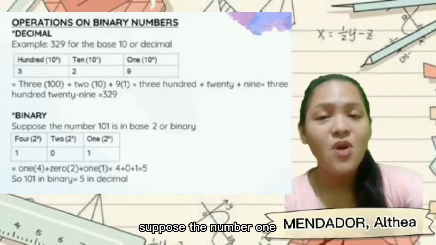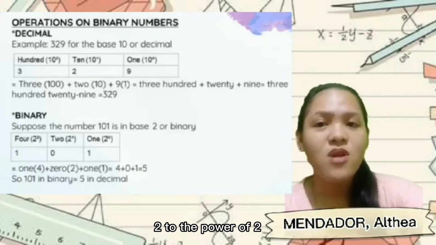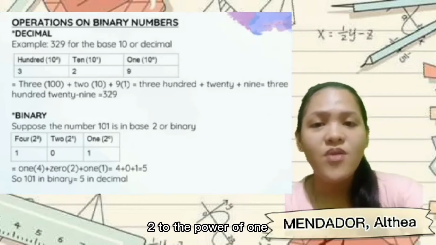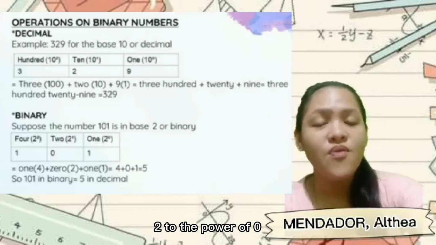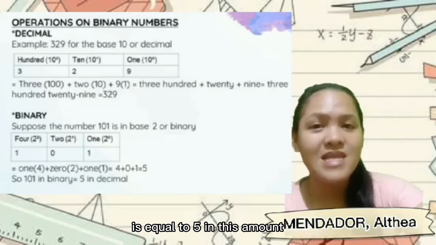Binary example: suppose the number 101 is in base 2 or binary. In 4, 2 to the power of 2, we have 1. In 2, 2 to the power of 1, we have 0. In 1, 2 to the power of 0, we have 1. So 4 plus 0 plus 1 is equal to 5. So 101 in binary is equal to 5 in decimal.